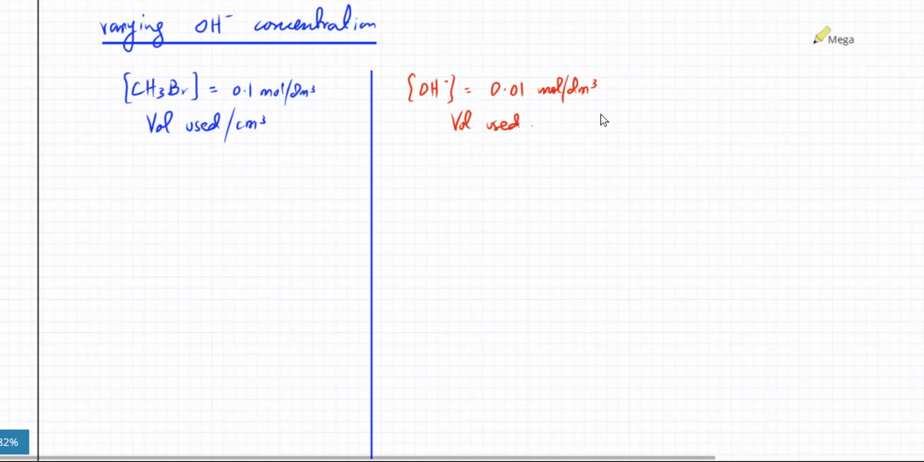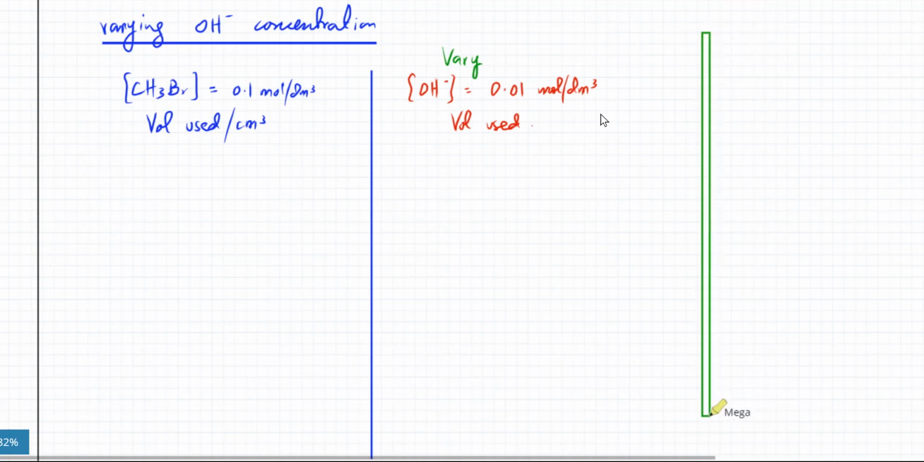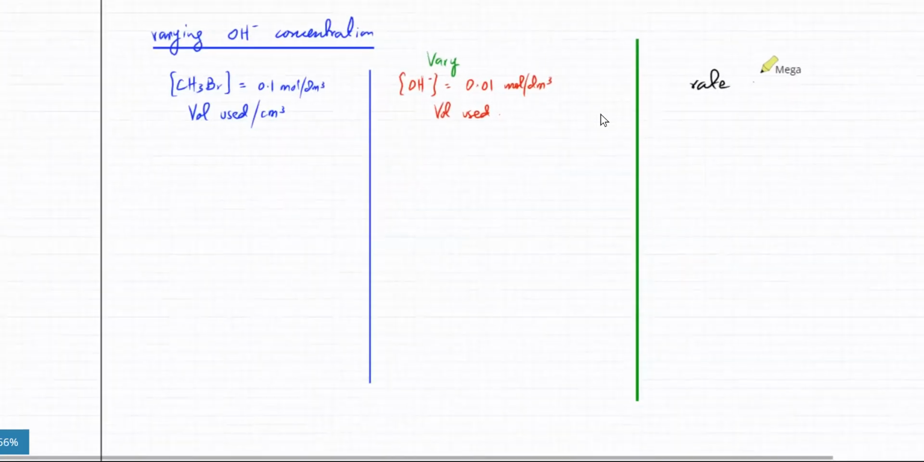And remember, you have to vary this. So this needs to change in every experiment. And then you're going to try and measure the rate of the reaction. So that's another thing that you have to worry about. How do you measure the rate of the reaction? So that's what you're going to try and do.